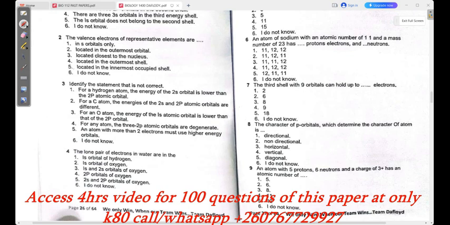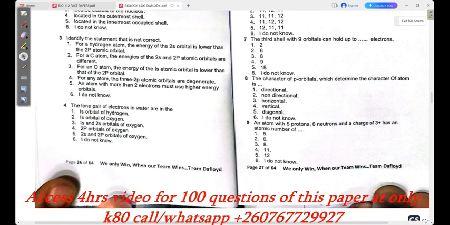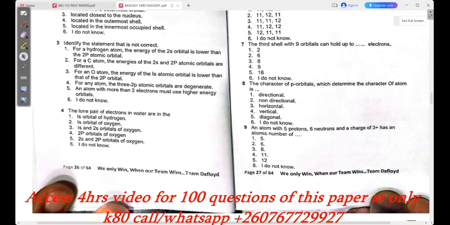Then 4, located in the outermost shell. Yes. 5, located in the innermost occupied shell. So outermost, not innermost. Innermost, this is going to be the first shell, which is just close to the nucleus. So that's not true. So the correct statement is option 4, outermost shell.